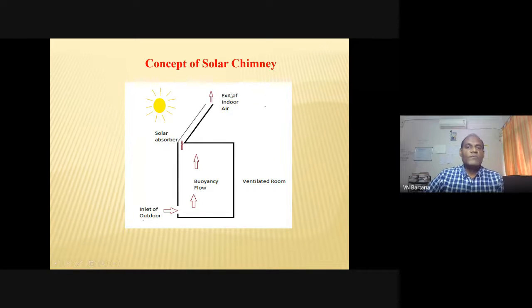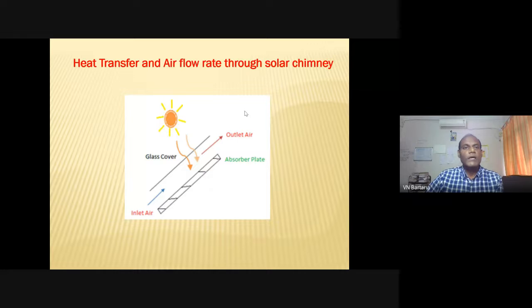So this is a very effective system. This is a stationary system. Passive means we need not have any active system, blowers, or fans. No such systems are needed. With the use of a solar chimney, air will flow automatically with the help of solar energy. Heat transfer and airflow rate through solar chimney.